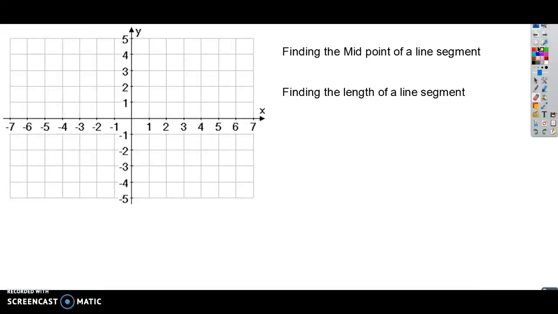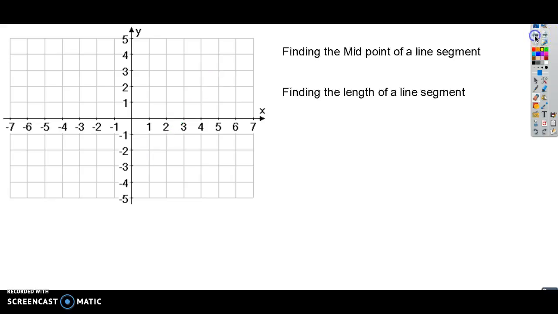Alright, today what we're going to have a look at is finding the midpoint of a line segment and also finding the length of a line segment. As you can see, we're going to use our Cartesian plane to help us with our demonstration. You won't always be given a Cartesian plane, sometimes you'll just be given a couple of points. So we'll learn both ways to do that.